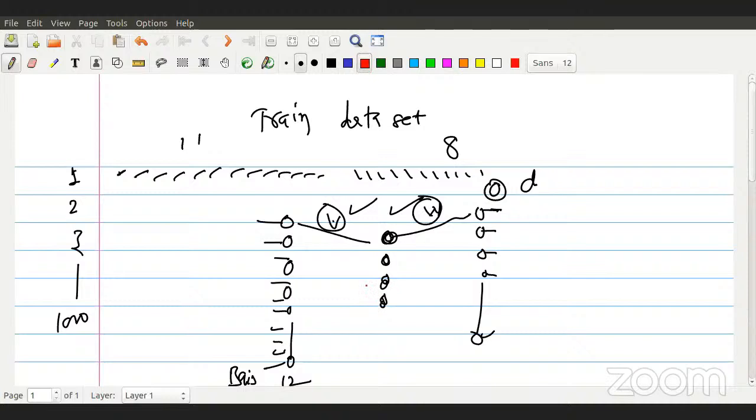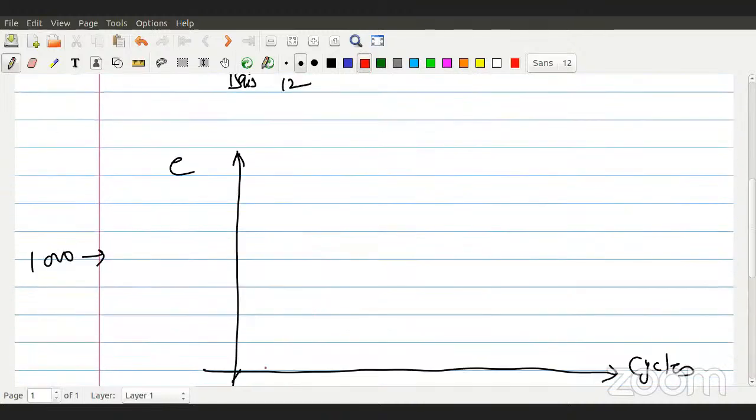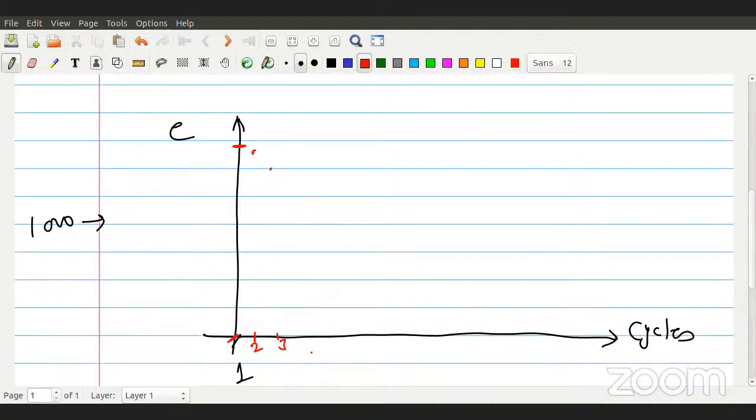Training happening means all the 1000 patterns are applied. That is called cycle 1. And observe how much is the error. So the error value is here. Then the second cycle, some error is decreased. Third cycle, error is somewhat decreased. And like this, there are many such cycles, 1000 cycles. And you will be very happy if the error decreases, and let's say the error is 0.001.